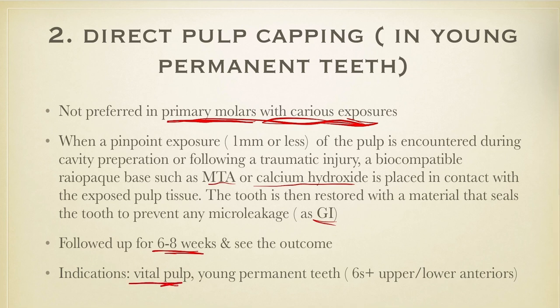Indications for vital pulp therapy, of course, are young permanent teeth, especially the sixes and upper and lower anteriors. So direct pulp capping is not preferred in primary molars. It is preferred in permanent teeth.